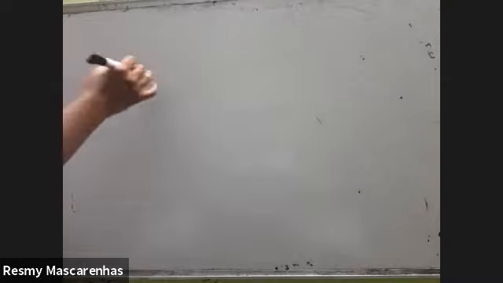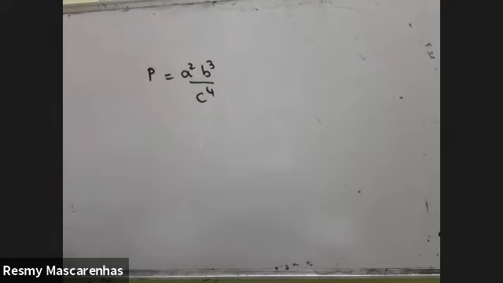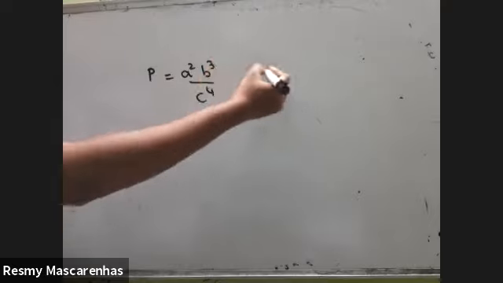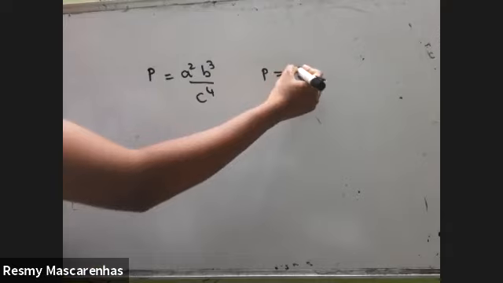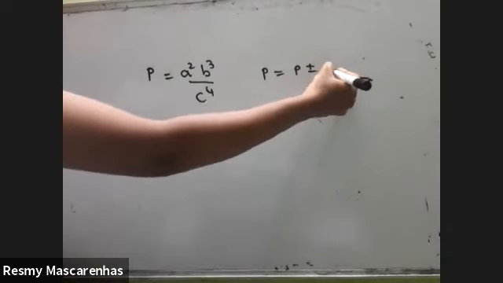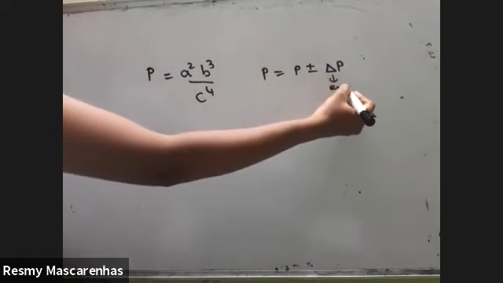In the previous class, we were solving problems on how to add errors, multiply, and divide. I'll continue with those problems. We had seen, suppose P is a squared b cubed upon c raised to 4. And if we want to calculate P, this will have a normal P plus or minus delta P. This is always an error.